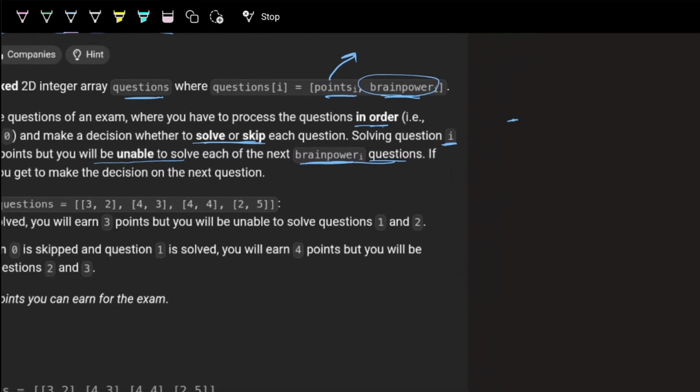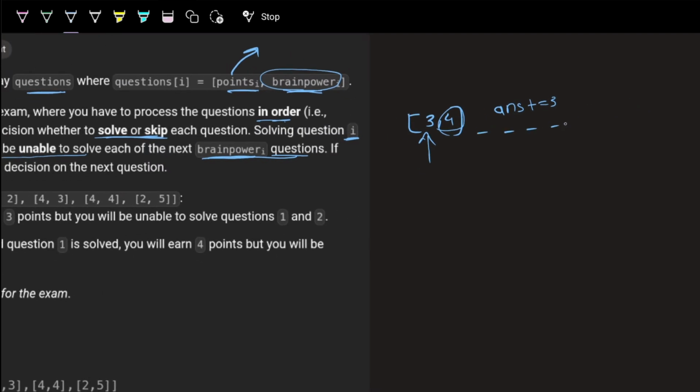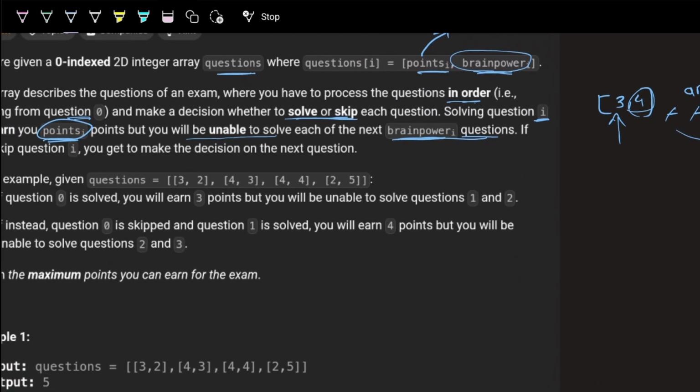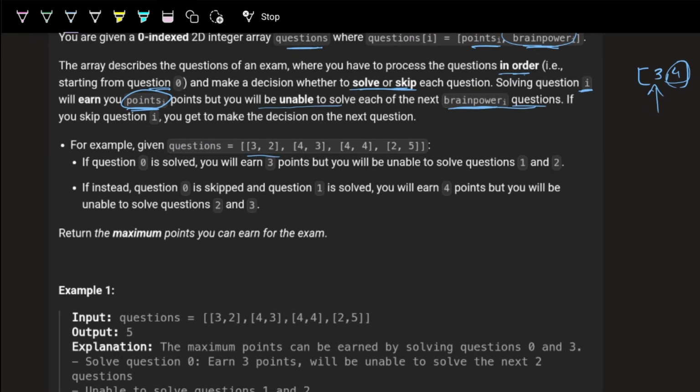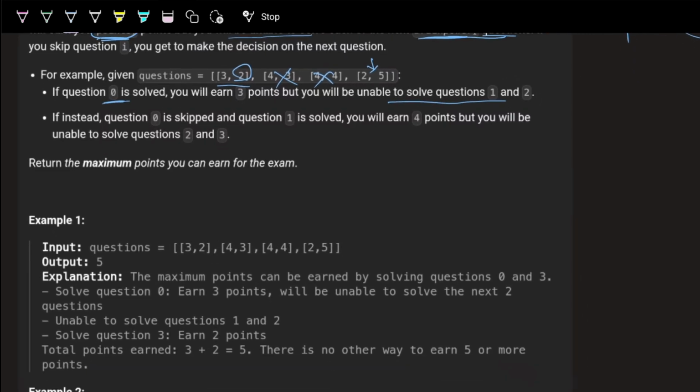It means that if you solve this question, you will get this much of points in your answer, but you can't solve the next 4 subsequent questions. So if there are 1, 2, 3, 4, I have to skip all these 4 and directly jump to the 5th question. For example, if question 0 is solved, I have to skip the next 2 questions, this one and this one, and directly jump to this question. Same thing they have said here.